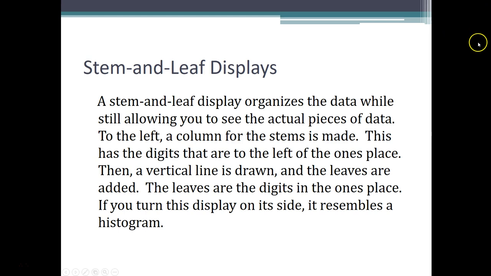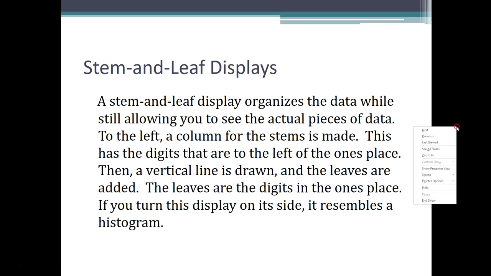And then stem and leaf displays. I believe this is the last thing. A stem and leaf display organizes the data while still allowing you to see the actual pieces of data. So instead of worrying about classes or other generalizations like frequency, you actually use every single piece of data to make the stem and leaf display. On the left, you have a column for the stems. Those are all the digits to the left of the ones place. So if you have a 2-digit number, you're just going to put 1 digit down there. If you have a 3-digit number, you're putting 2 digits down. Then you draw a vertical line and put the leaves. The leaves are all the ones place digits. And it's kind of cool because if you turned it on its side, it would look a lot like a histogram.